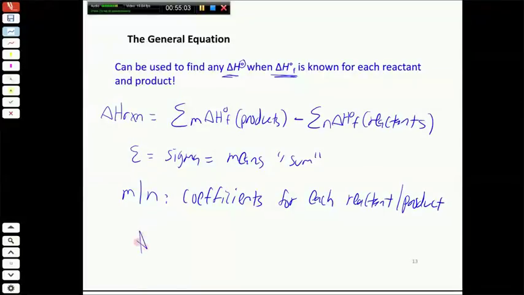Keep in mind also that any elements that appear in the chemical equation will have a delta H of formation of 0.